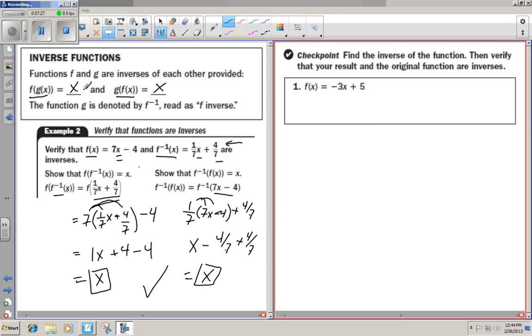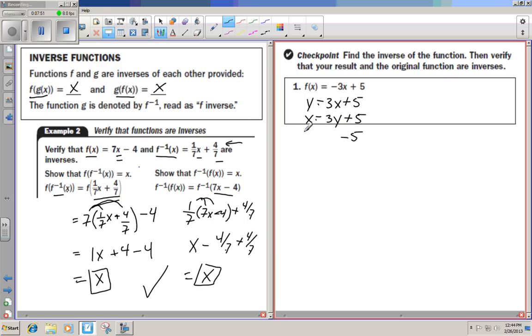All right, so let's take a look at this checkpoint right here. It says to find the inverse of the function, then to verify your results and the original function are inverses. So first step was to replace f of x with y. So now we have y equals 3x plus 5. Second step said to switch x and the y around. The last step says to solve for the variable. So we're solving for y.